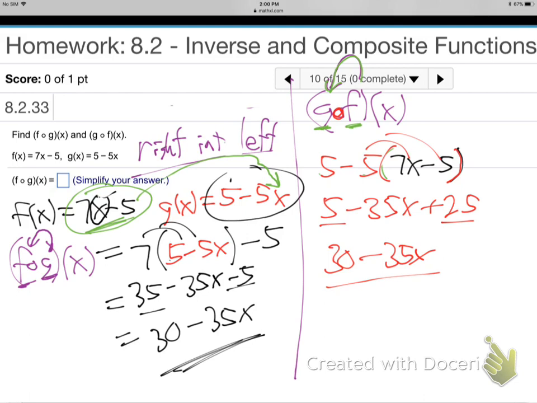It's a special symbol, that little circle kind of floating up in the middle of the letters. That's the composition symbol. It means putting one function into the other, and it's always right into left. So it's the same answer, but not always? Did it come out the same answer? Yeah. Oh wow, I didn't even notice that.